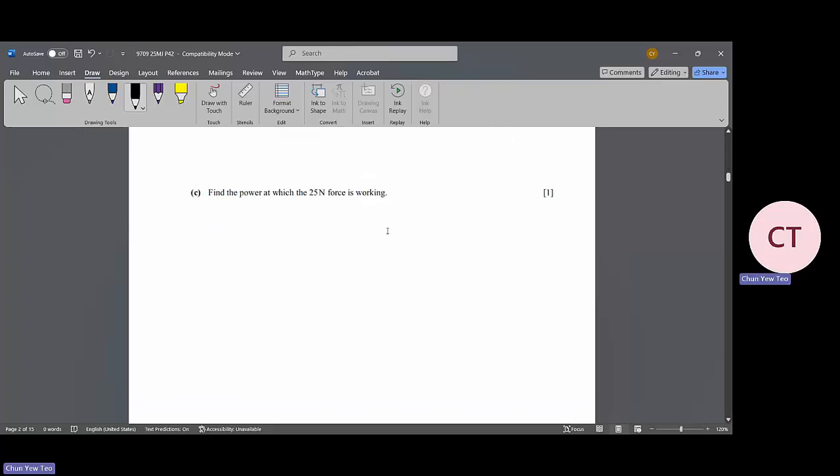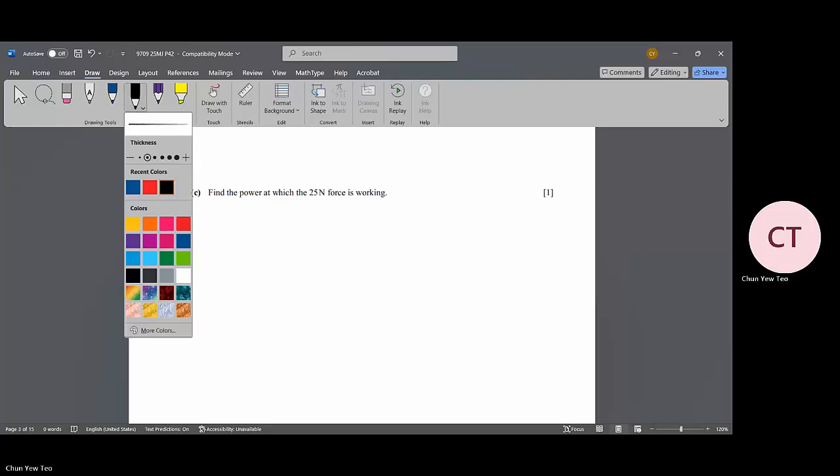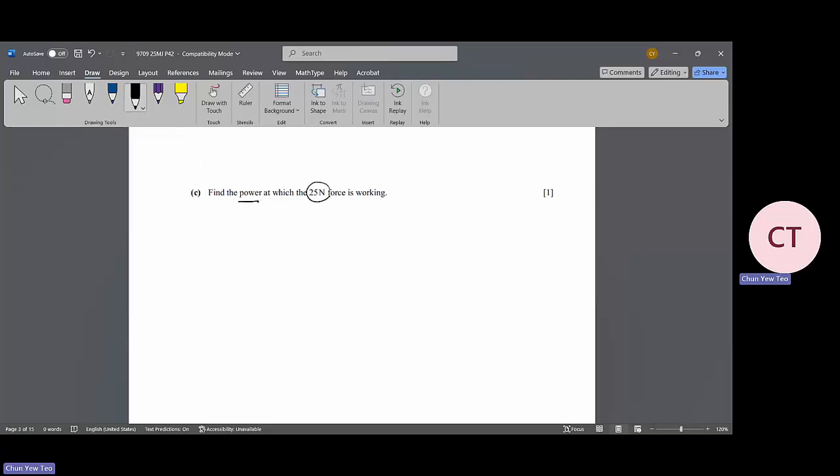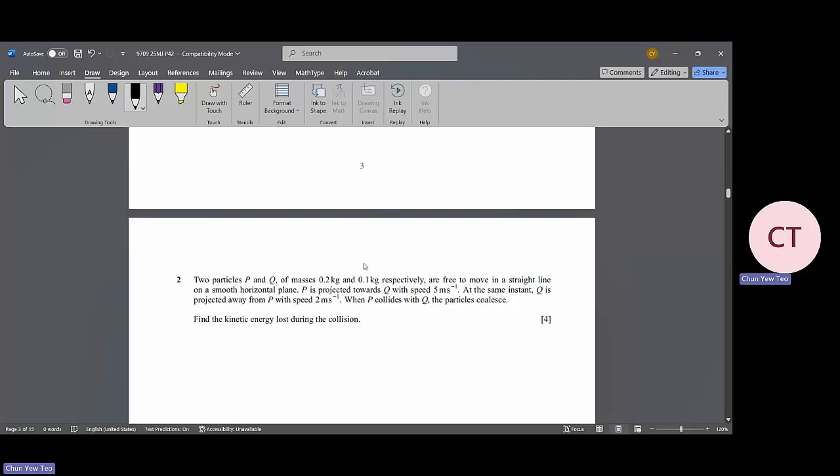Okay, now we move on to question C. The power at which the 25 Newton force is working. So the power is actually the force multiplied by the velocity. So just now the force is 25 cos 20 degrees, and from part A, we know that the velocity is 3 over 2. Just press the calculator, you will get 35.2 watts. Done. This will be the answer for number 1C. Moving on, we have question number 2.